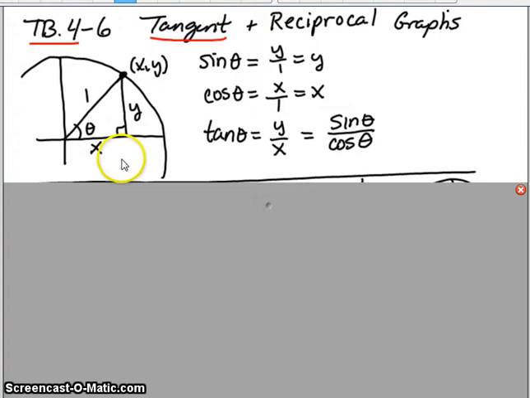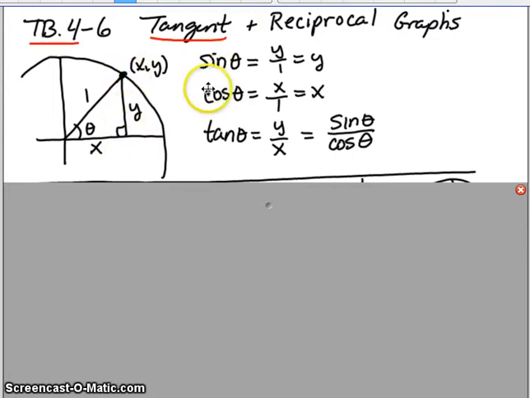So let's recall that when we have a unit circle and we have a point (x, y) on the outside of the unit circle, the radius or the hypotenuse of this right triangle is 1. Meaning that the adjacent side is x and the opposite side is y.